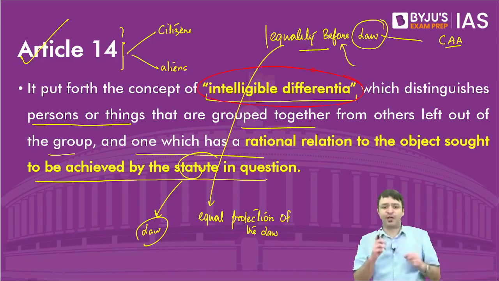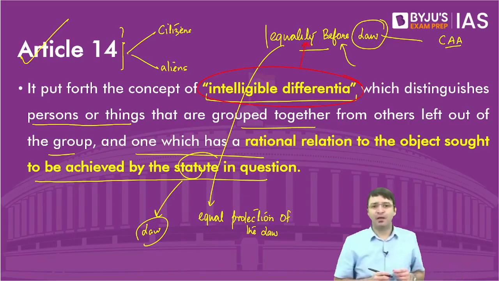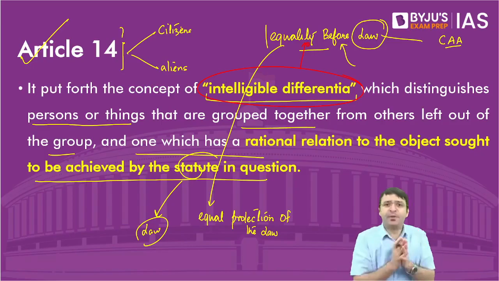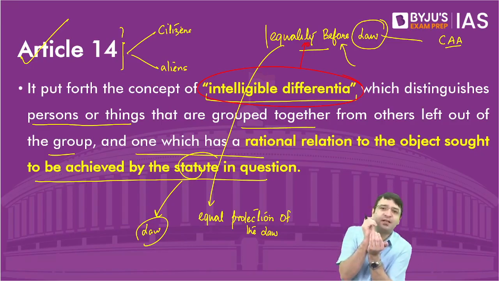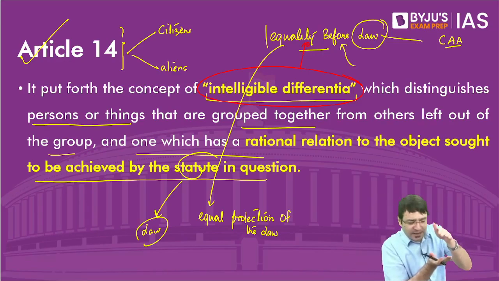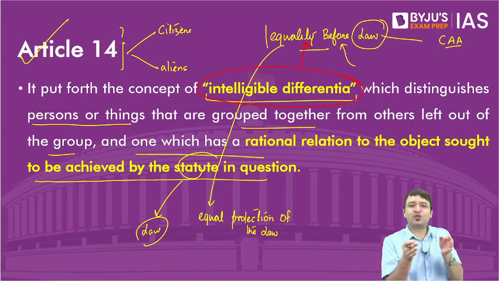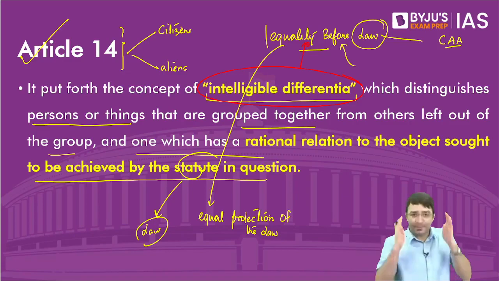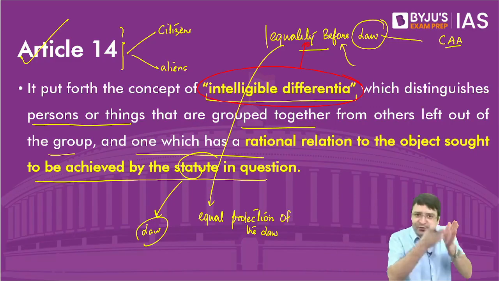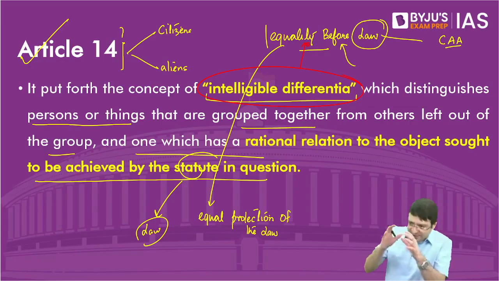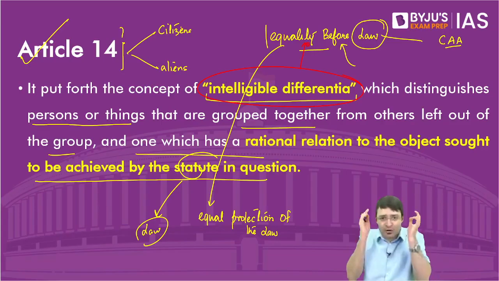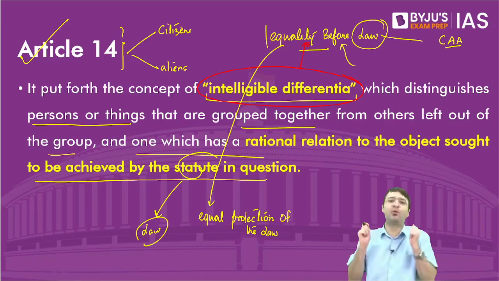Article 14 talks about equality before law, which means law cannot deny equality. Law cannot discriminate. But that's only half of Article 14. The other half is equal protection of the law. In equal protection of the law, there has to be intelligible differentia. That means intelligently we'll have to differentiate. One group should be differentiated from the other group. And if this differentiation is done reasonably, if this differentiation is done logically, then it is not a violation of equality.